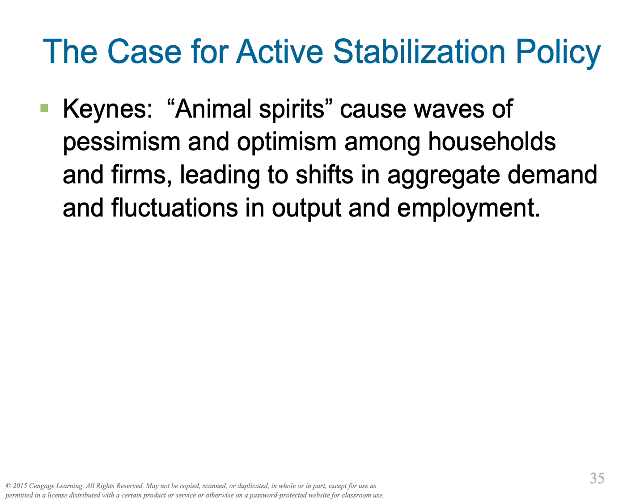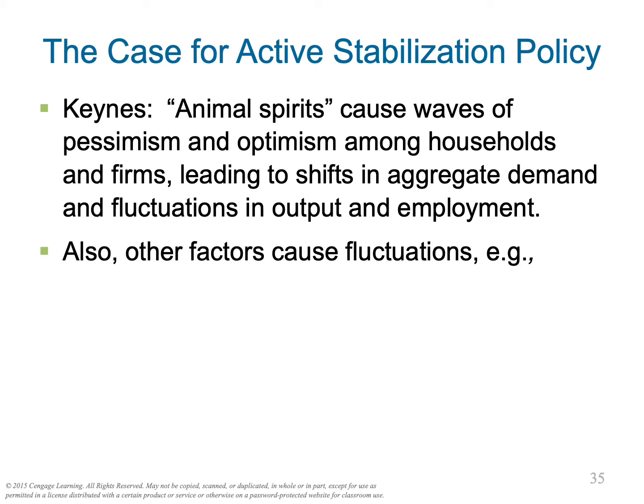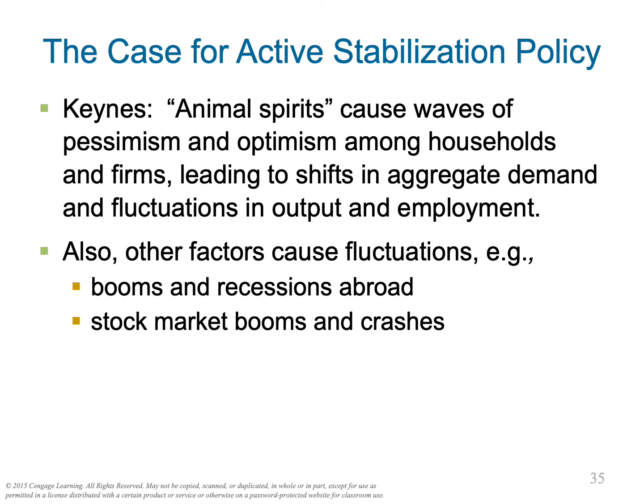Or when we think times are going to be really great, we start spending money like crazy and going out all the time and doing all sorts of stuff, buying all sorts of things, and that affects aggregate demand as well. And these shifts in aggregate demand are the primary cause of fluctuations in the economy. So that was Keynes' main argument. But there might also be other factors that can cause fluctuations, such as booms and recessions in other countries, stock market booms and crashes, right? So those are some other factors that cause fluctuations.